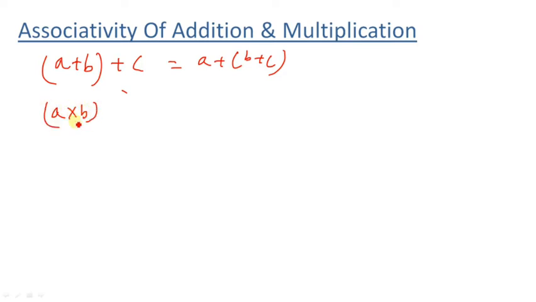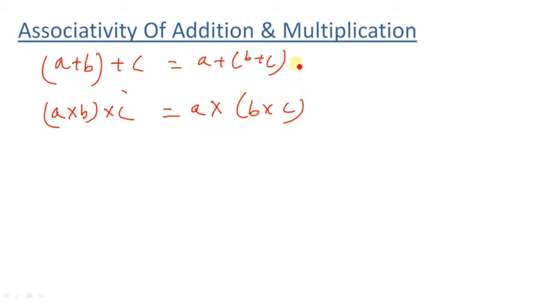Now, let me just write the formula, then we'll discuss it. A plus B, plus C will be equal to A plus, B plus C. This is for addition, and similarly for multiplication it will be A into B, into C will be equal to A into, B into C.